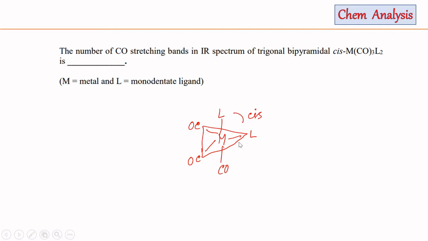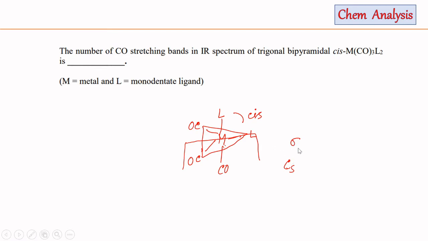To solve such type of questions, we have to first see the point group of the given complex. Here we can see that this compound only contains a sigma plane, and the sigma plane will pass containing this metal, this carbonyl ligand, and will bisect these two carbonyl ligands, and this sigma plane will also contain this L ligand and CO ligand. Therefore we can see that there is only a sigma plane, and the point group for this complex is Cs.